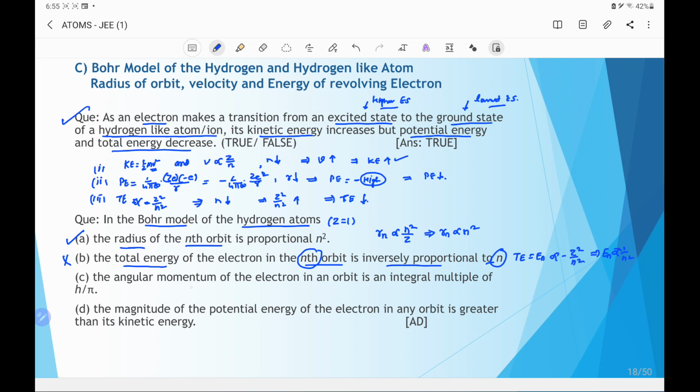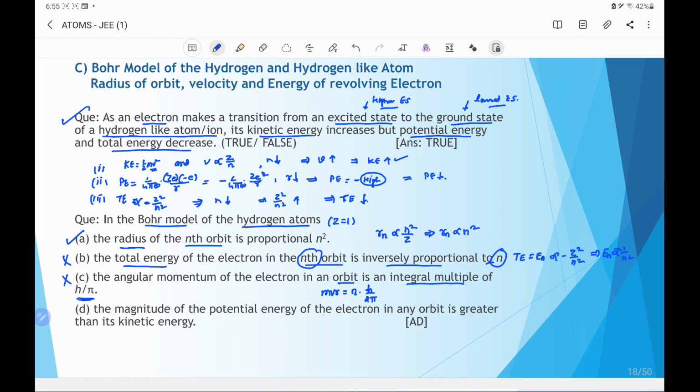Third statement is that the angular momentum of the electron in an orbit is an integral multiple of h by pi, while Bohr's second postulate is that angular momentum is equal to an integral multiple of h by 2 pi, not pi. So statement C is also an incorrect statement.